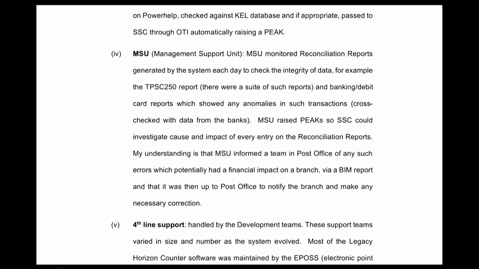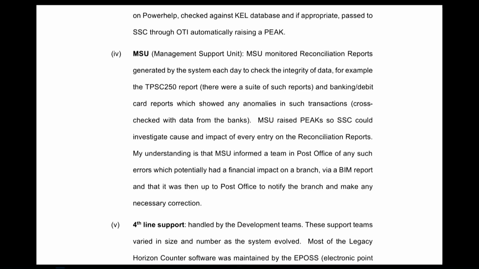And you say MSU monitored reconciliation reports generated by the system each day, etc. And then the next sentence, MSU raised peaks so SSE could investigate cause and impact of every entry on the reconciliation reports. And then you say, my understanding is that MSU informed a team in the Post Office of any such errors which potentially had a financial impact on a branch via a BIM report, and then it was up to the Post Office to notify the branch and make any necessary correction. And that's essentially what you said a moment ago.